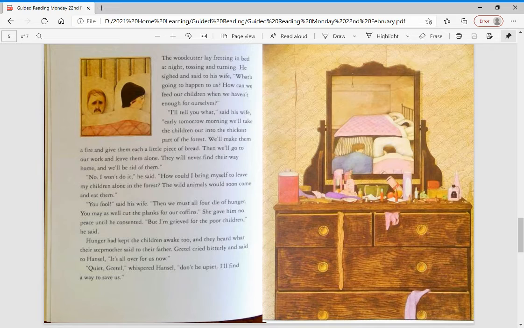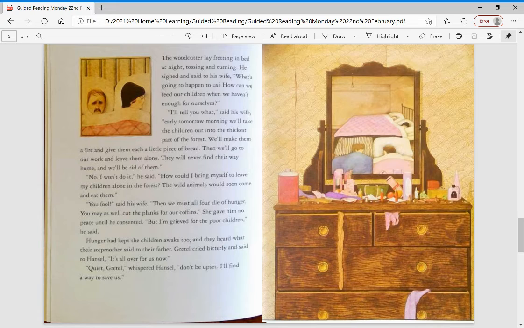"No, I won't do it," he said. "How could I bring myself to leave my children alone in the forest? The wild animals would soon come and eat them." "You fool," said his wife. "Then we must all 4 die of hunger. You may as well cut the planks for our coffin." She gave him no peace until he consented. "But I'm grieved for the poor children," he said.